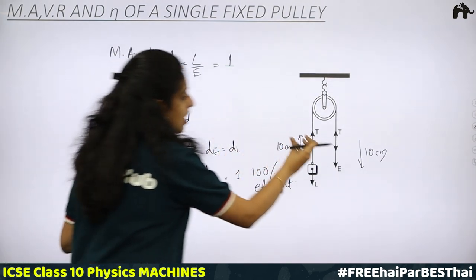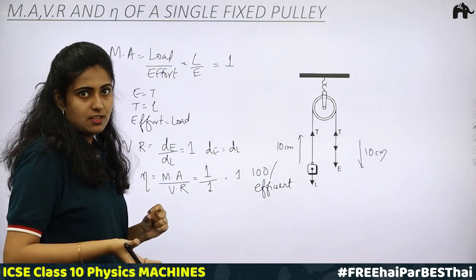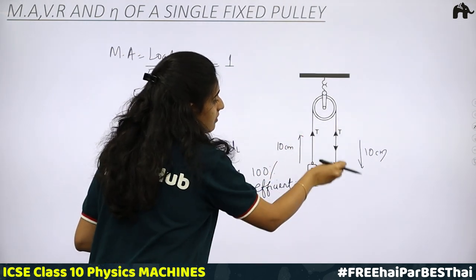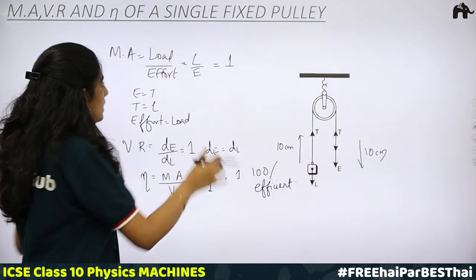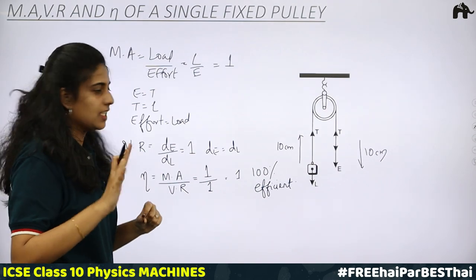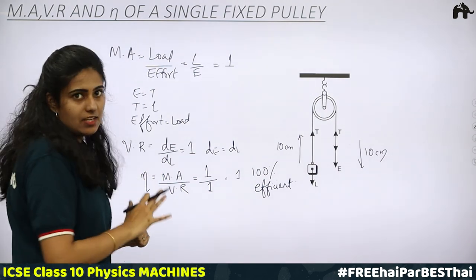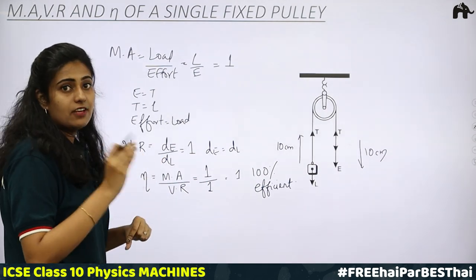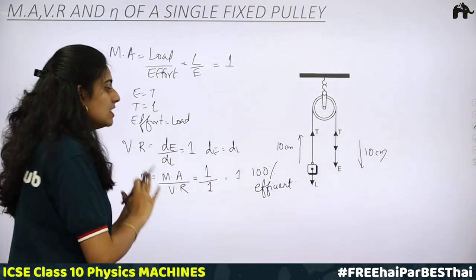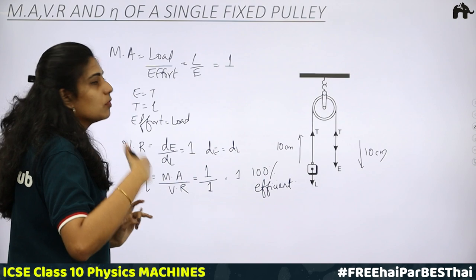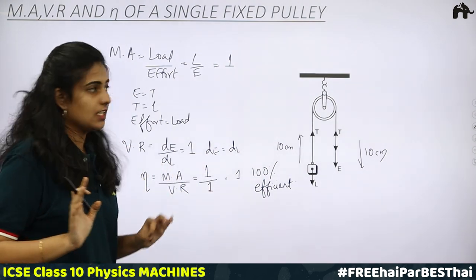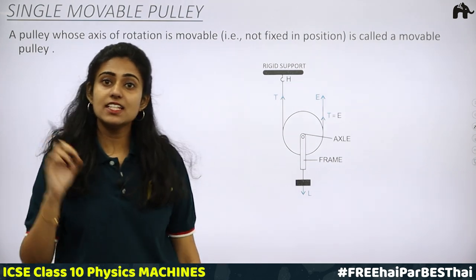Now, consider what happens if there is a mass of rope. When the load is increasing, we'll have to apply more effort. In that case, mechanical advantage will decrease. Velocity ratio, anyways, will be the same. Then when you take the eta value, you will be getting an efficiency that is less than 1, less than 100%. Efficiency, we have said, can never be more than 100%, either 100% or less than 100%. Clear? Next, we have single movable pulley.